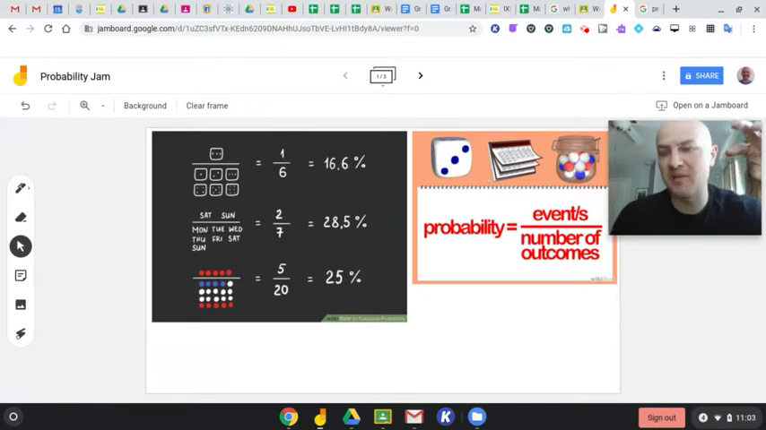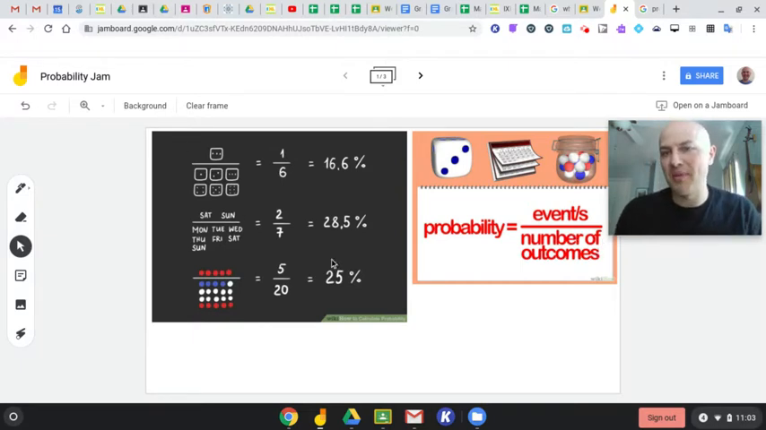This is something we haven't talked about this year at all. You probably saw it in previous years. Probability is a fraction. It's a number that shows you how likely something is. The basic idea is you take what's called the event, which is what you want to happen, and you make a fraction where that's in the numerator, and the denominator is all the possibilities, right?